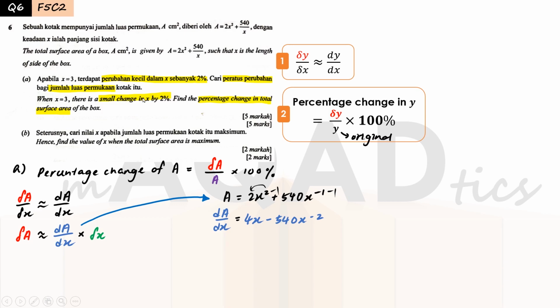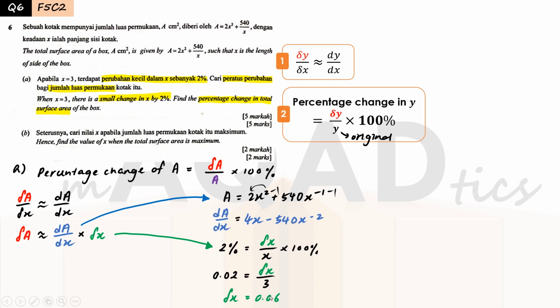It says a small change in x by 2%, so technically we can use the second formula, except that everything is changed to percentage change in x. This part is given, so the percentage change in x I already substituted with 2%. The y here I change to x, and here will be 100%. This x will be the original value of x, which is 3, so I substitute this with 3. Then this 100 I move to the left side, it becomes 0.02, and then I multiply to get the delta x value, which is 0.06.